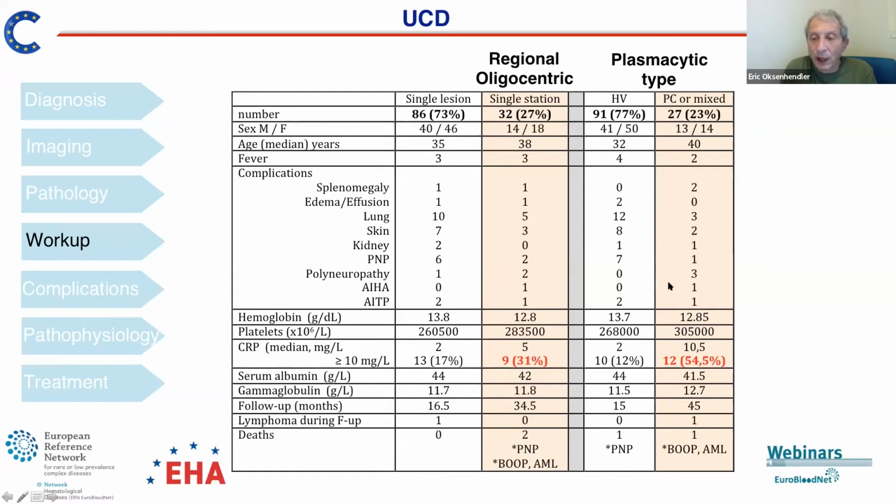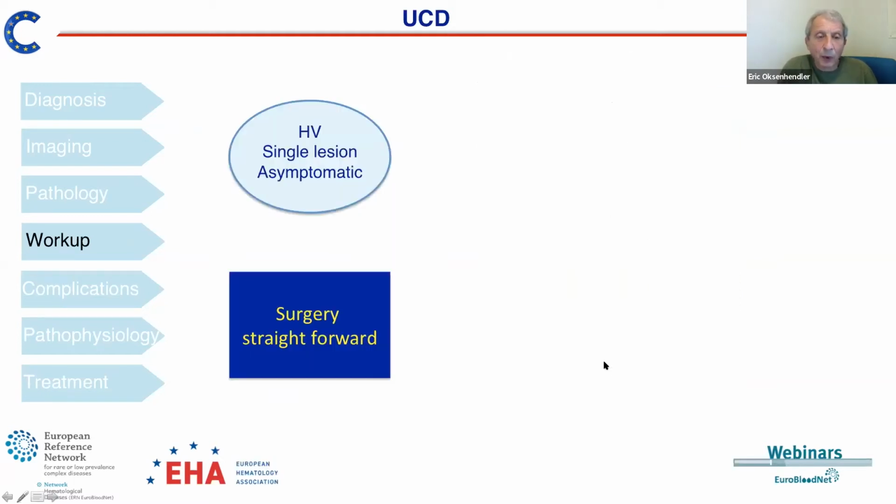And we observed something very similar when we compare the patients with the hyaline vascular type to the patients with the plasmacytic type or mixed type. Very similar clinical presentation, very similar bio, but here, again, a very high proportion, more than half of the patients, with inflammatory markers, as suggested by an elevated serum CRP. So at that point, we have three possibilities.